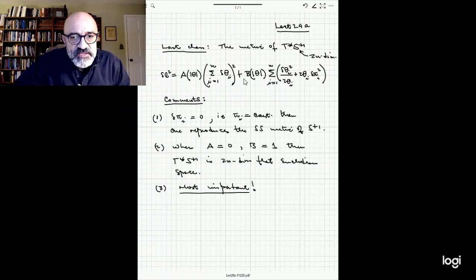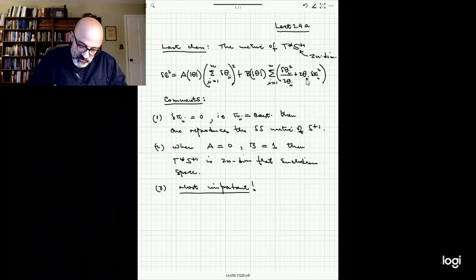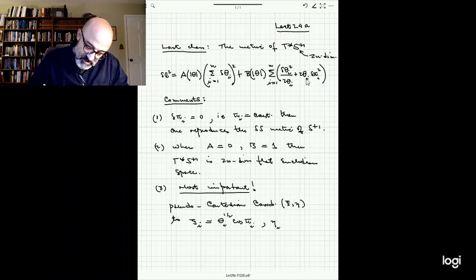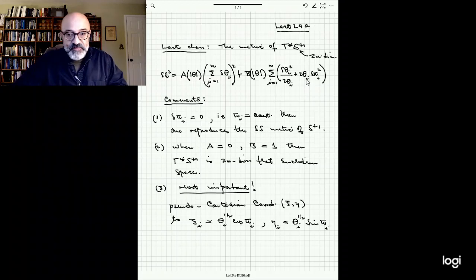The way we actually proceeded to identify what the metric for a spherically symmetric space was to use pseudo-Cartesian coordinates, and those were called xi and eta. And the way we identify this was we transformed to these pseudopolar coordinates. So we transform from xi, eta to the pseudopolar coordinates theta and pi. Eta I is theta I 1/2 sine pi I. Very good.